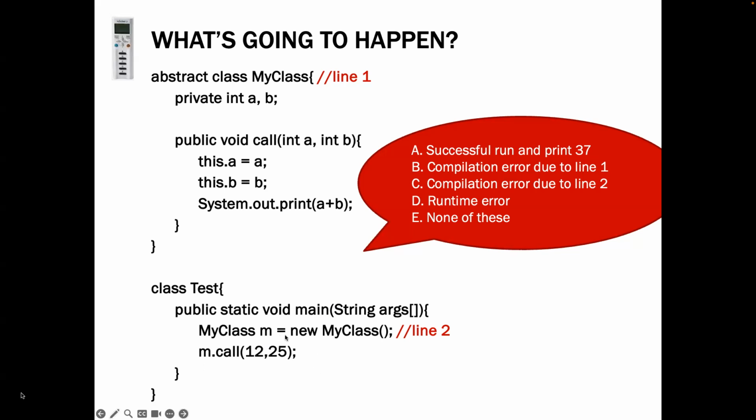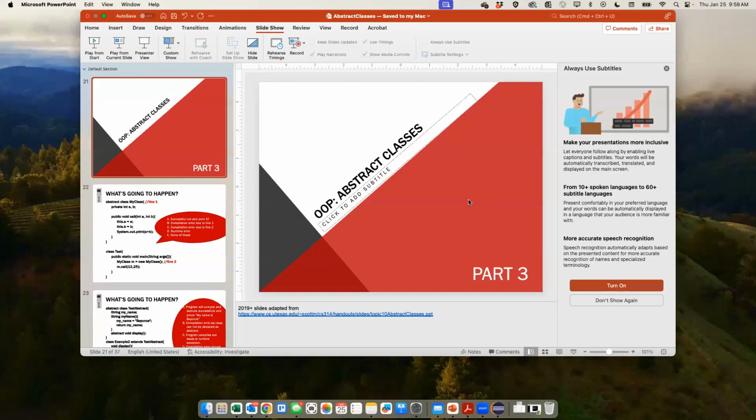So down here, when we try to instantiate it, I think this is where the error is. The error is here on line 2. We cannot compile this code, like this code won't compile. There's a compilation error. My guess is that we have C.